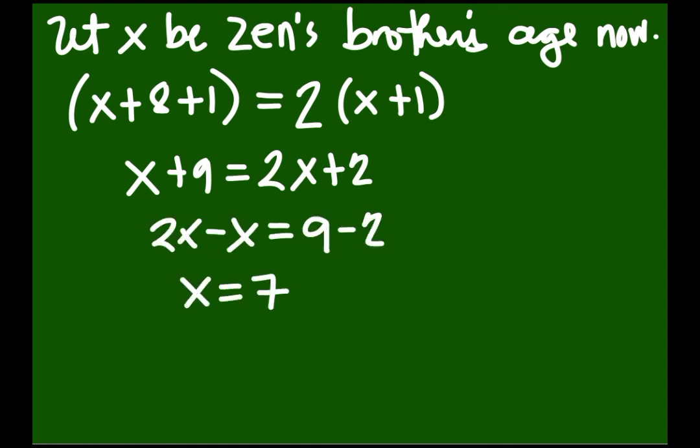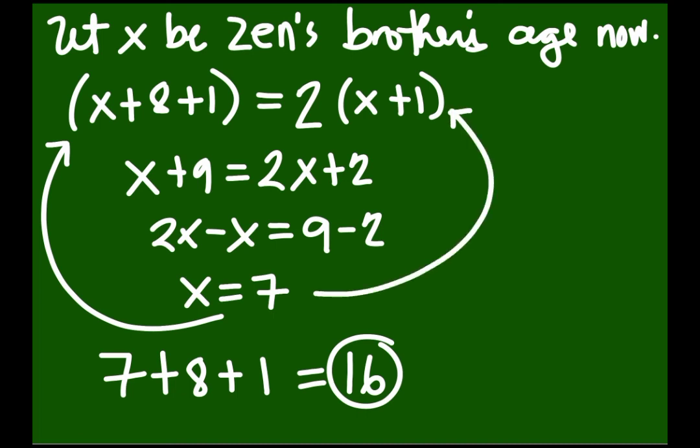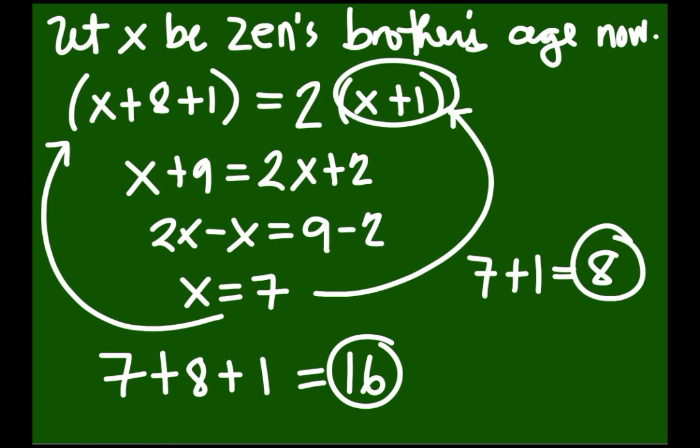Combining like terms, 2x minus x equals to 9 minus 2. We'll get x equals to 7. That is now his brother's age. Then we'll add that up to the formula above. Then we'll get 7 plus 8 plus 1 is equals to 16. Then let us also substitute that to his brother's age, which is equals to x plus 1. Then we'll get 7 plus 1 is equals to 8. Therefore, next year, Zen would be 16.